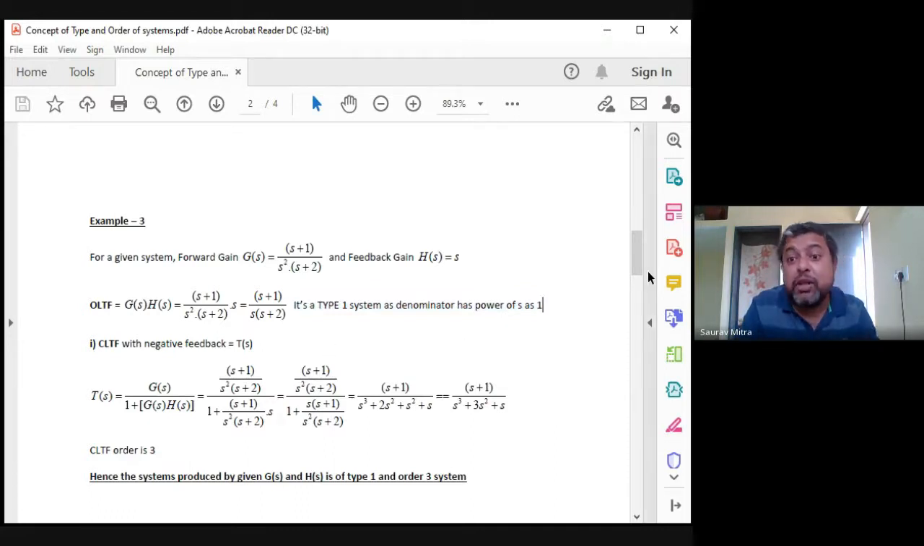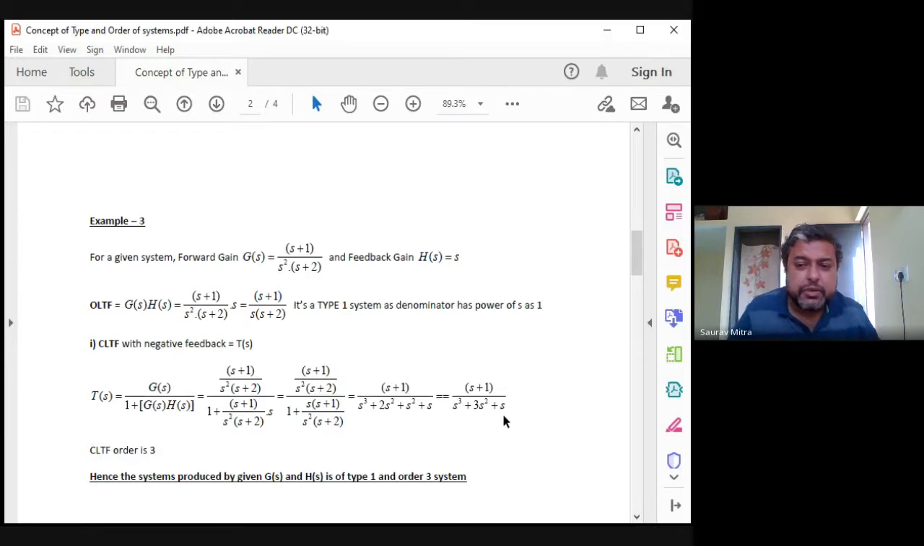So these are all open loop system I'm talking about. Now find closed loop system. So GS is given, HS is given. What is the closed loop system transfer function? G divided by 1 plus GH. So if you are doing G divided by 1 plus GH, at that time you are getting S plus 1 divided by S cube plus 3S square plus S. What is the order of the system now? थ्री. Order is 3.